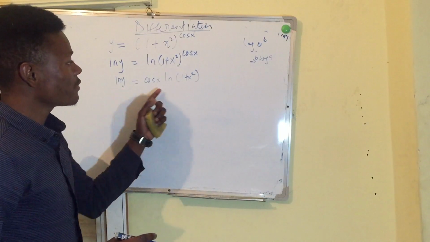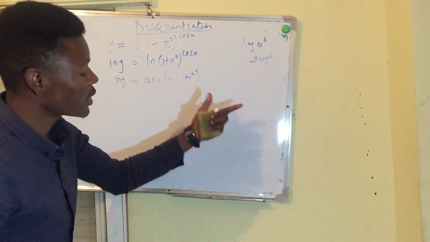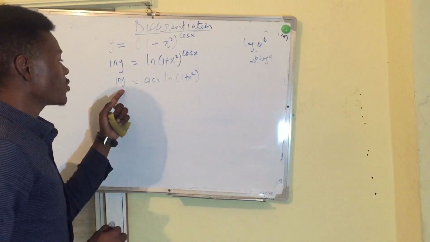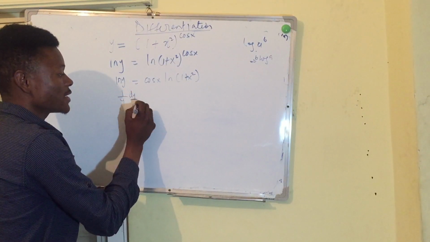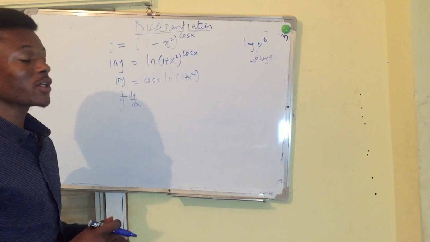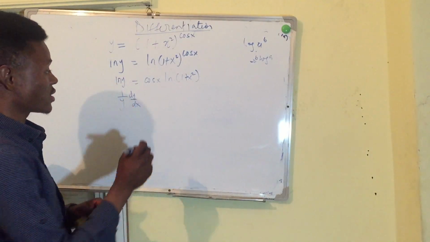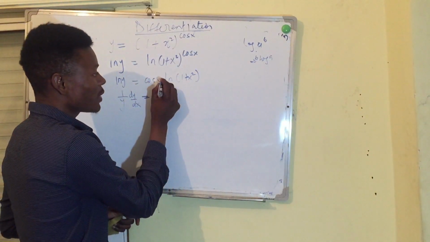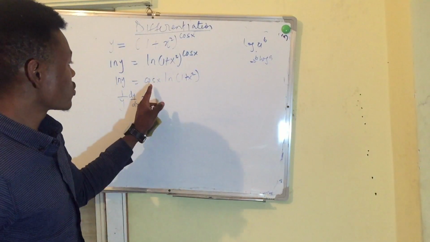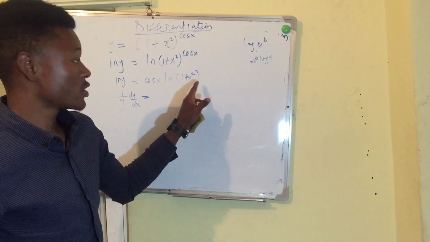So now we can differentiate this implicitly. The derivative of ln y is 1 over y, but because it is not y but x, and we are differentiating with respect to x, we have to multiply by dy/dx. But in this case the derivative is of two functions multiplied together, so we have to use the product rule.